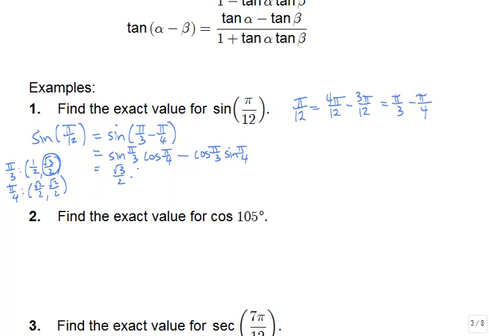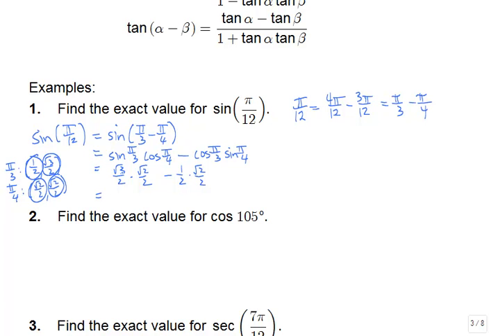Cosine of pi over 4 is root 2 over 2, right here. Cosine of pi over 3 is this 1/2. And sine of pi over 4 is that root 2 over 2. So I was able to get all of those exact values by being a little tricky and changing pi over 12, which was not one of our good angles, into some of our good angles.